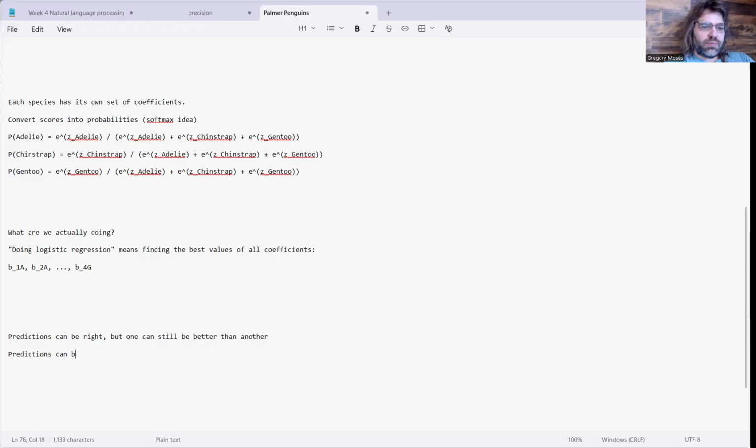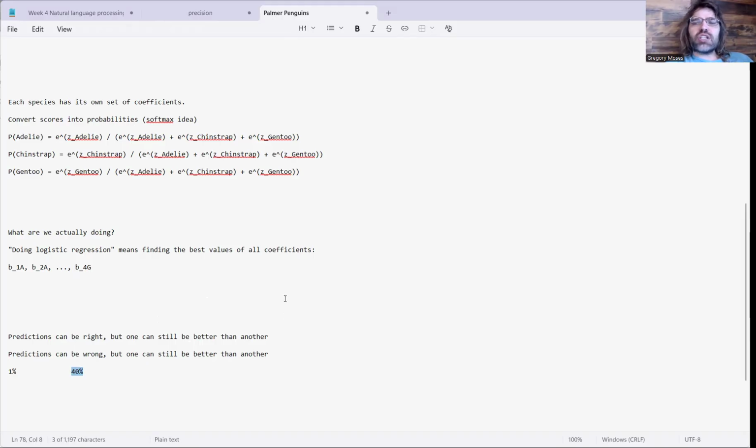Likewise, predictions can be wrong, but one can still be better than another. If a penguin is Adelie, and one set of coefficients thinks it's Adelie with 1% probability, and another thinks it's Adelie with 40% probability. Both these predictions are wrong, but the second prediction is better.